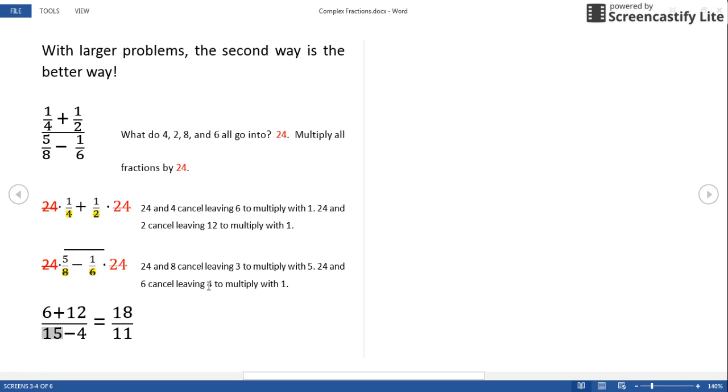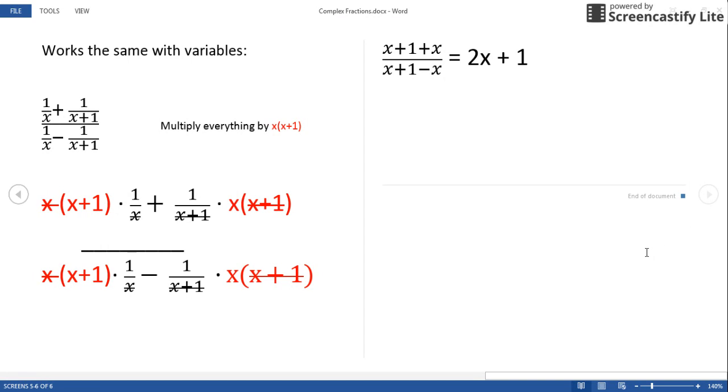Now, that second method will also work if we have variables involved. For instance, the problem 1 over x plus 1 over x plus 1, all of that over 1 over x minus 1 over x plus 1. First, if there's any factoring to do, we should do that. Then we'll take every different factor the greatest number of times that it's part of one fraction to figure out what our lowest common multiple will be.